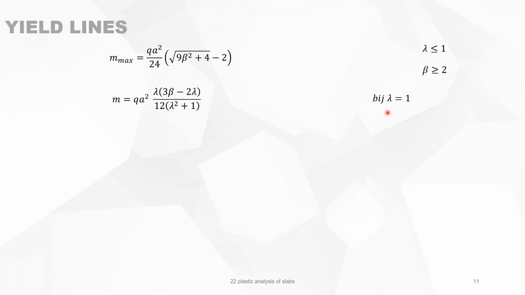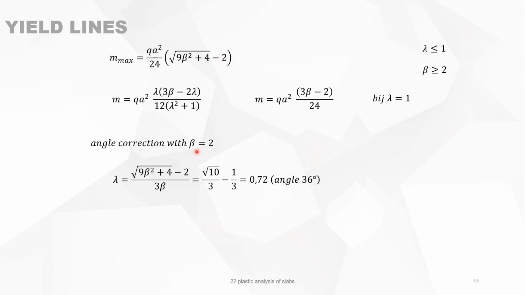Let's suppose that lambda is 1, which is 45 degrees. Then we see that the bending moment is equal to this formula. And there is a correction of the angle when beta, for instance, is 2, because everything depends on the value of beta. If you take beta equals 2, then you have a correction of the angle. Instead of 45 degrees, it will be 36.